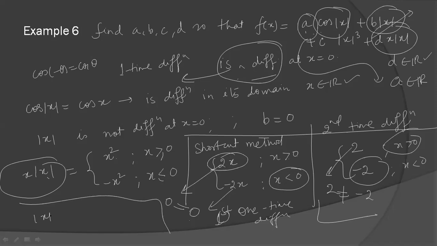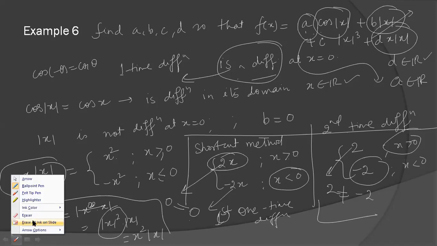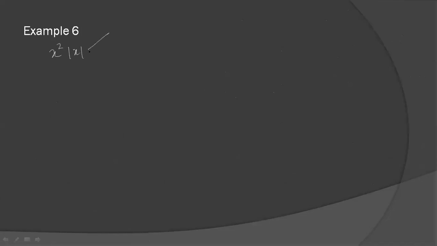Similarly, if you see the mod x cube, it can be written as mod x square into mod x. And mod x square is nothing else but x square. Then it can be written as x square into mod x. Now if you break x square into mod x, it will look like x cube when x is positive and minus x cube when x is negative. I'm not putting the 0 sign anywhere. You can put it here also, because at x equal to 0, it is 0.